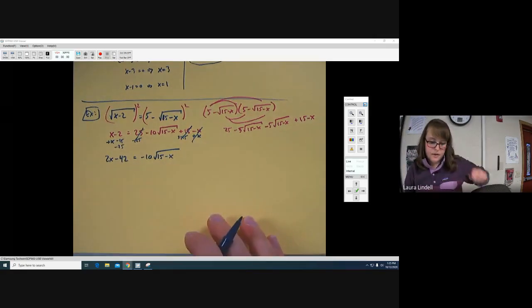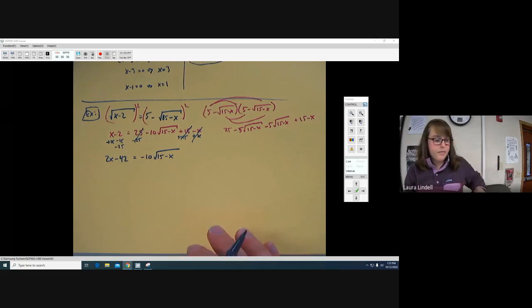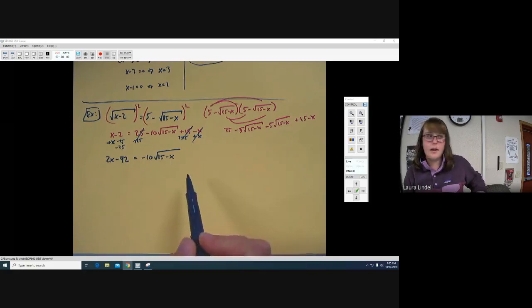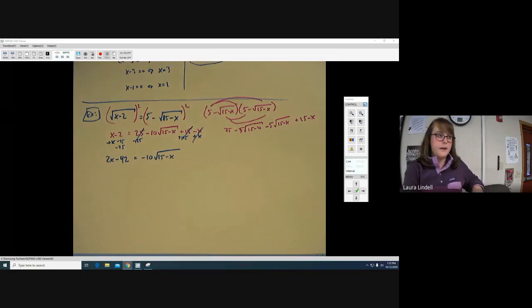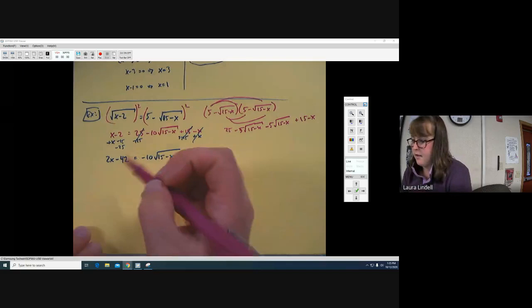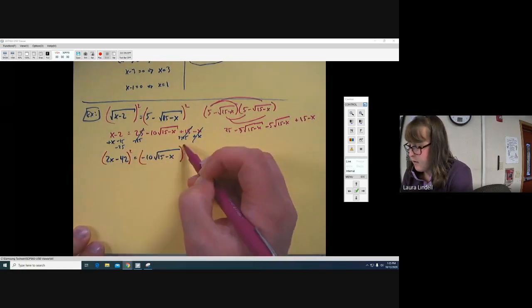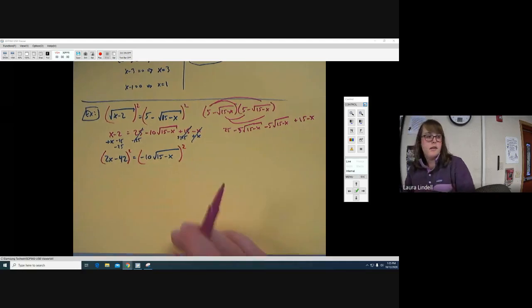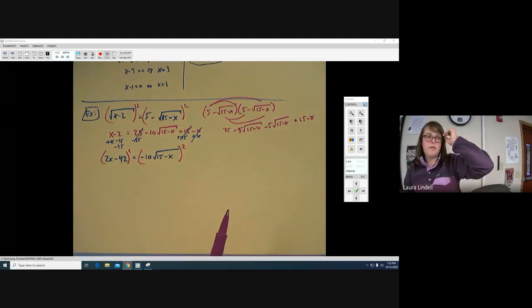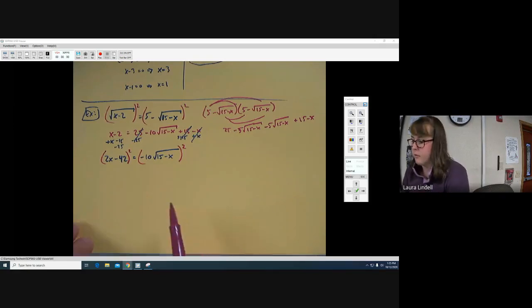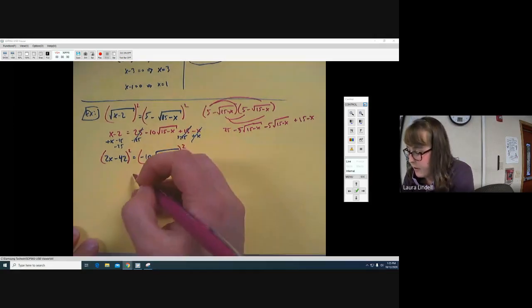Okay. So that's what we're left with. And now we've got the square root over here with nothing else attached to it. So we can now square both sides again. Okay, so if you have multiple square roots at the beginning, you may end up having to square things more than once. Isn't that fun?